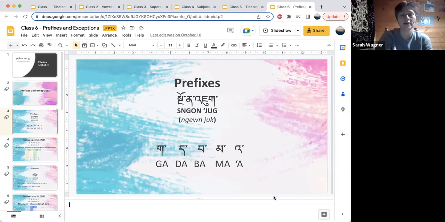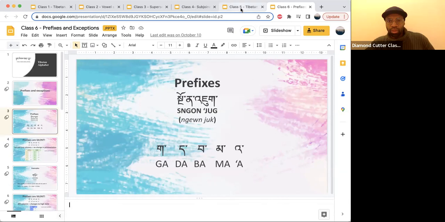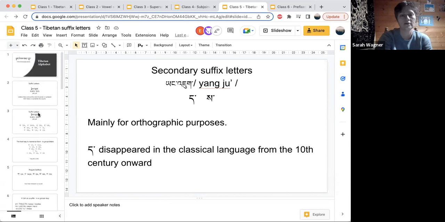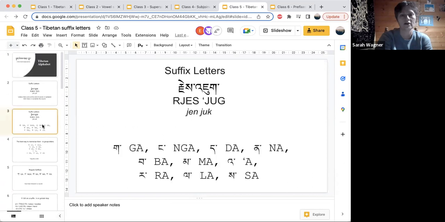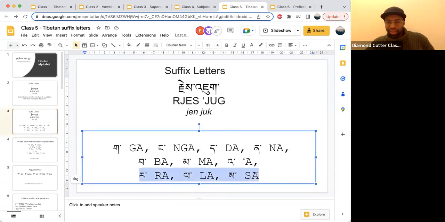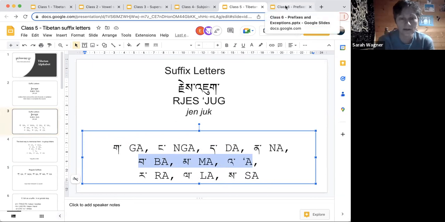Sorry, do you mean there's no head letters in the prefixes? No, there's no head letter that's not a suffix letter. What are the head letters? Ra la sa. Correct. So if you know all the suffix letters, you also know all the head letters, and you know these prefix letters as well. Understand? Sure, but sorry, I don't mean to ask a dumb question, but I may as well. I don't see ra la sa on the prefixes.